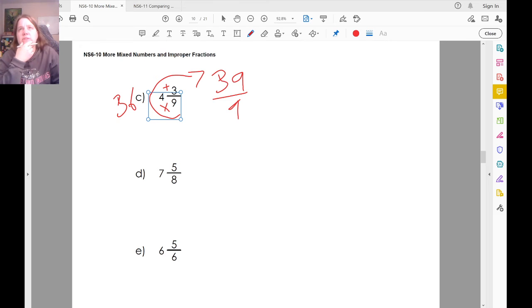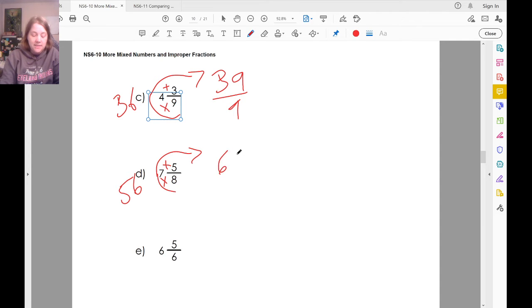Ooh, 8 times 7 is always difficult to remember. So what I like to do is think, I know 7 times 7. 7 times 7 is 49. And then if I add another 7 to that, that's going to be 56. So 8 times 7 is 56, plus 5 is going to be 61 over 8.